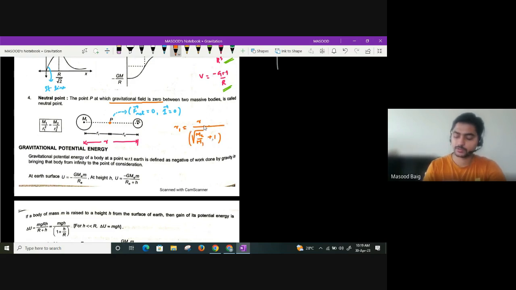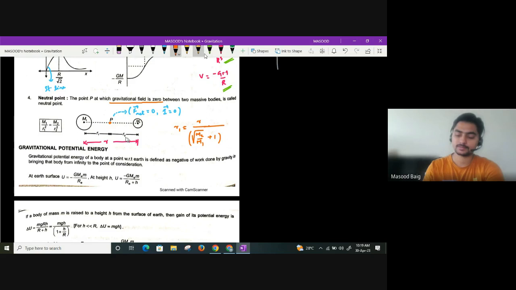This will be the distance from which mass? Distance of the neutral point from mass M1. What is the distance from mass M2? Obviously, it will be R minus R1. That you can find. So the neutral point is that particular point where the gravitational field will be zero, or at that point, if you place any test mass, the force experienced by the test mass will be zero.